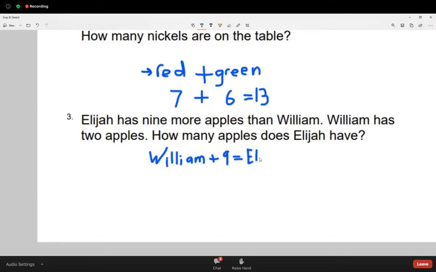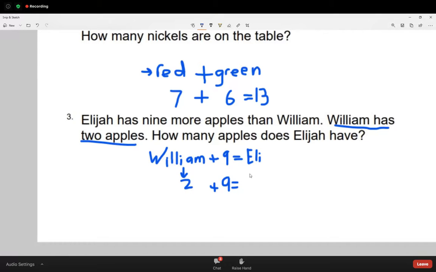Well, let's write Eli to keep it a little shorter. So, and then what do I know here? Because I want to then fill this in with more numbers that I know. So I need to figure out what number I can put here to give me more information. I know how many apples William has because it says it right here. William has 2 apples. So from there I can replace William with the number.